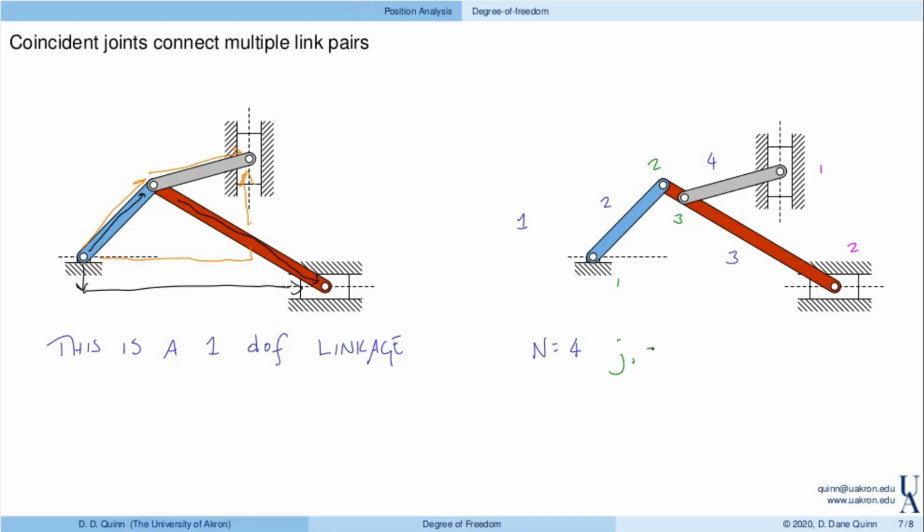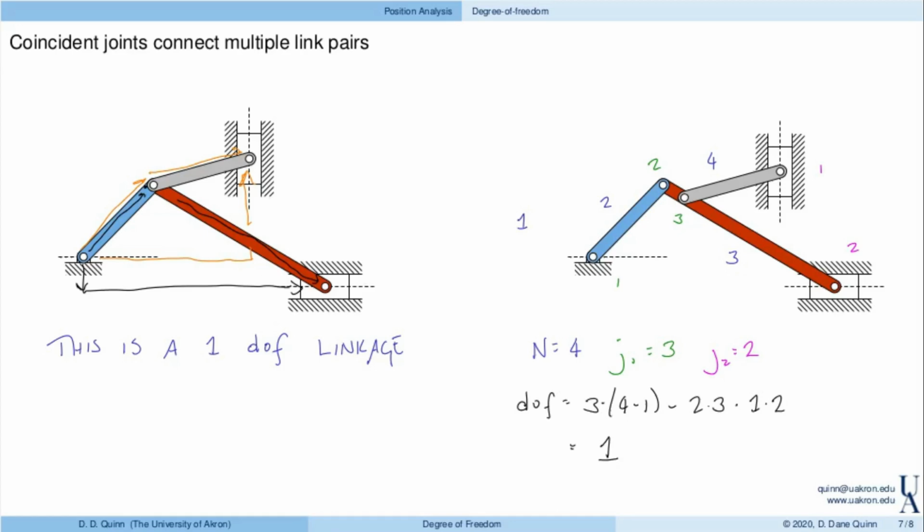J1 is equal to 3, and J2 is equal to 2. Now calculating the degree of freedom. Degree of freedom is equal to 3 times 4 minus 1, minus 2 times 3, 1 degree of freedom joints, minus 1 times 2, 1 degree of freedom joints. Right, so here we have 3 times 3, 9, minus 6, minus 2. So this would be, again, a 1 degree of freedom mechanism.